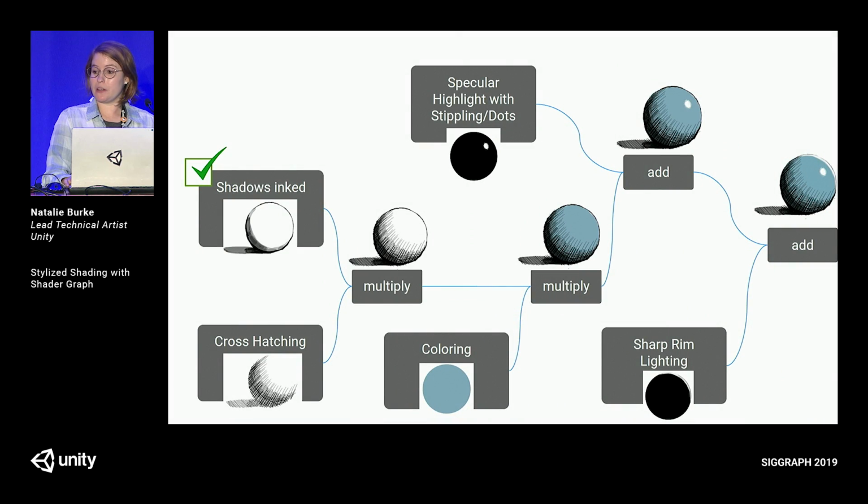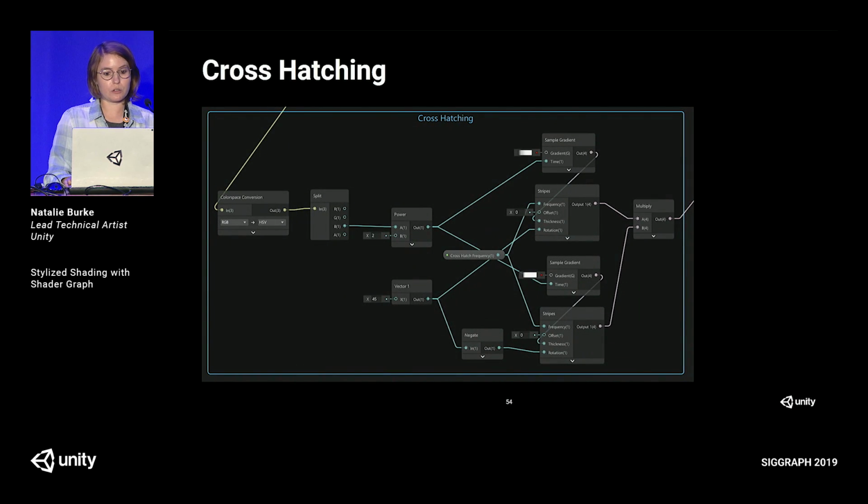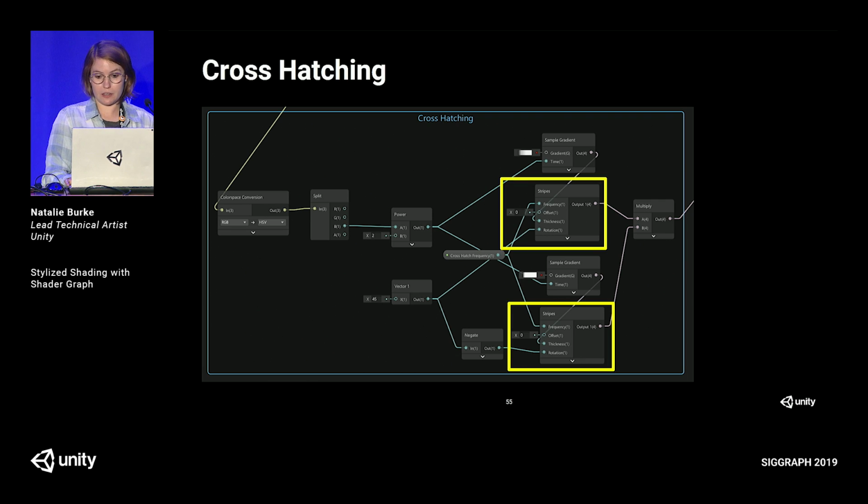But I'm done now with my shadows inked section. So let's move on to the next part, the cross-hatching. And this is pretty similar. I'm still using this ramp lighting technique, except now I'm taking in that light value, mapping it to a gradient to control the thickness of our stripes.